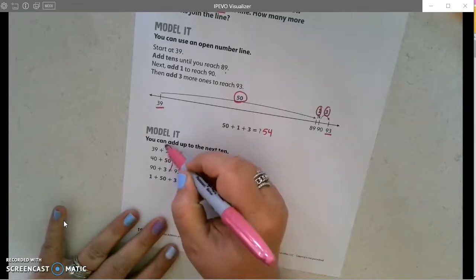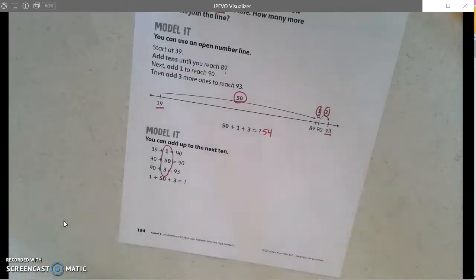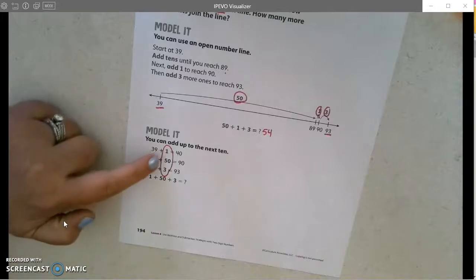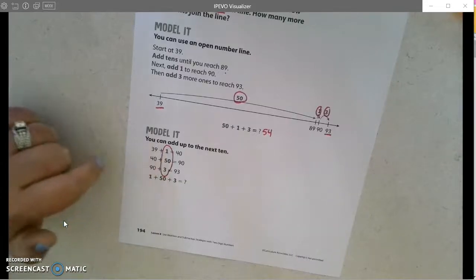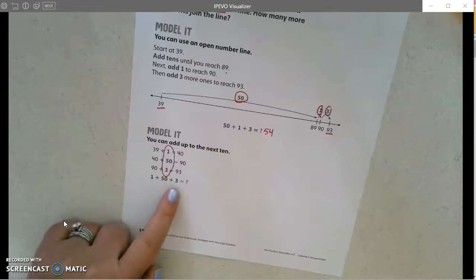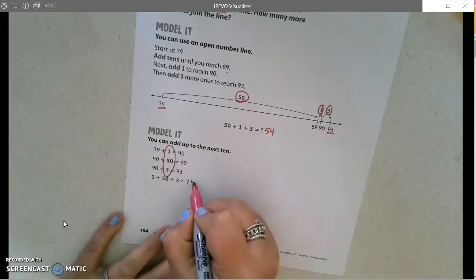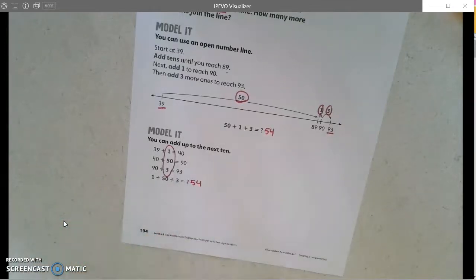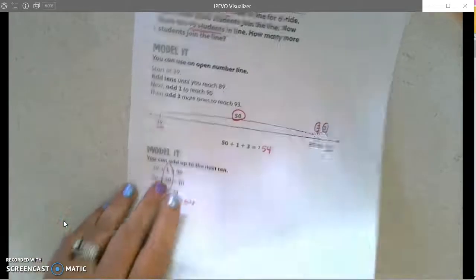So again, to find their answer, they have to add up these numbers that they added. So 50 plus 1 equals 51. 51 plus 3 equals 54. Did you do something like either of these for your try-its? Maybe, maybe not. Let's take a look at Connect It.